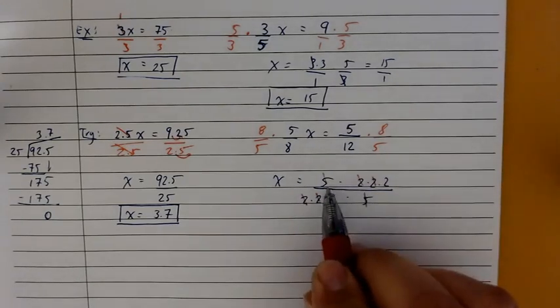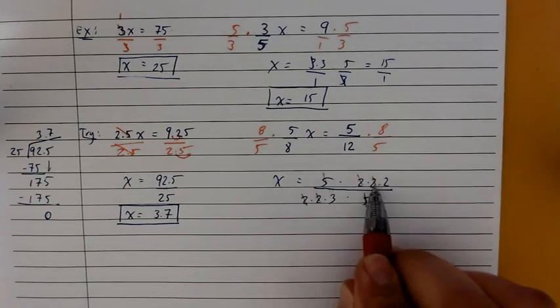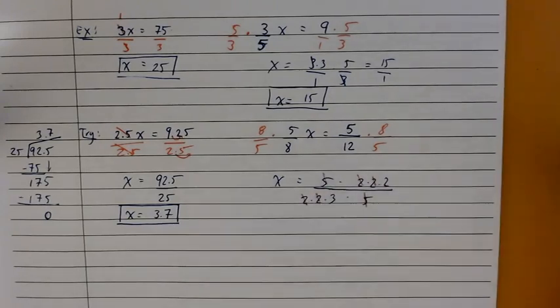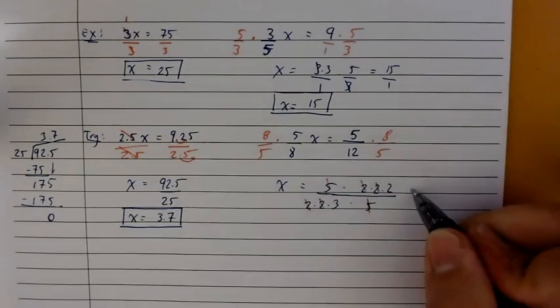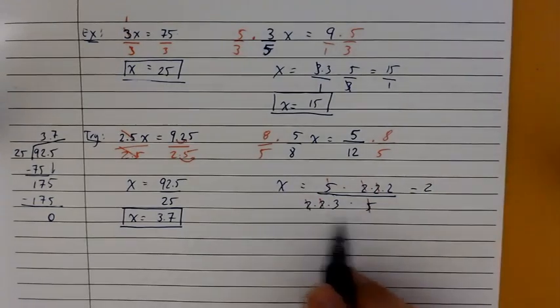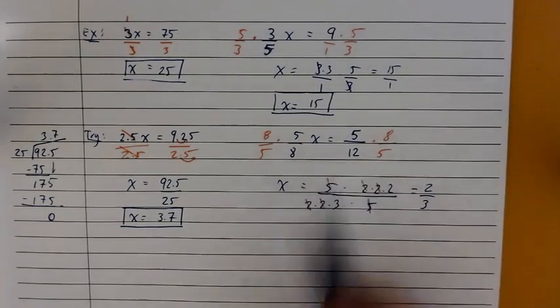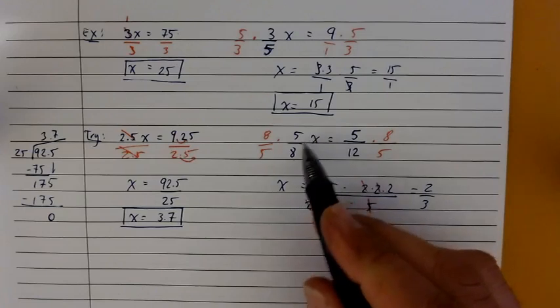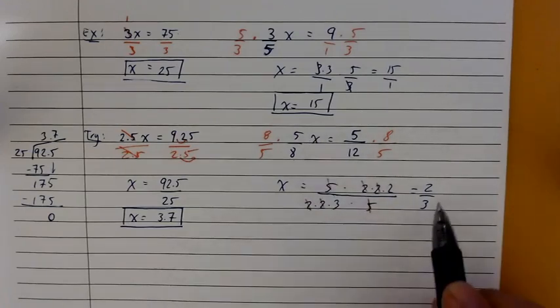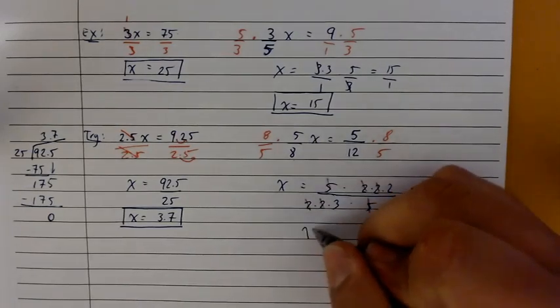So here, that's 1 times 1 times 1. That's all 1 times 2 is the number 2. On the bottom, 1 times 1 times 1. That's all 1 times the number 3. So if you take 5/8 x is equal to 5/12, it turns out that your variable must be 2/3. That's your solution.